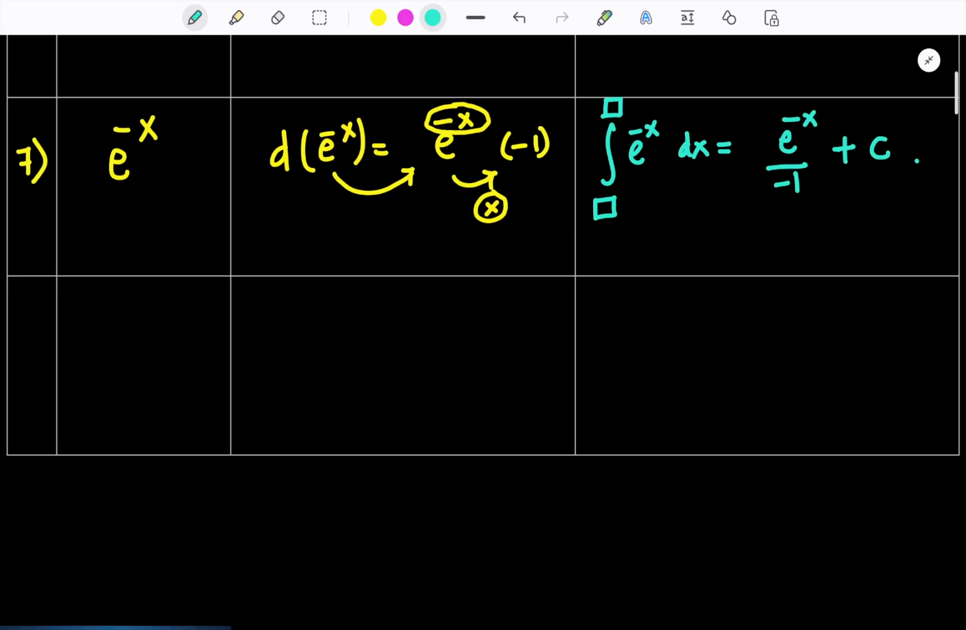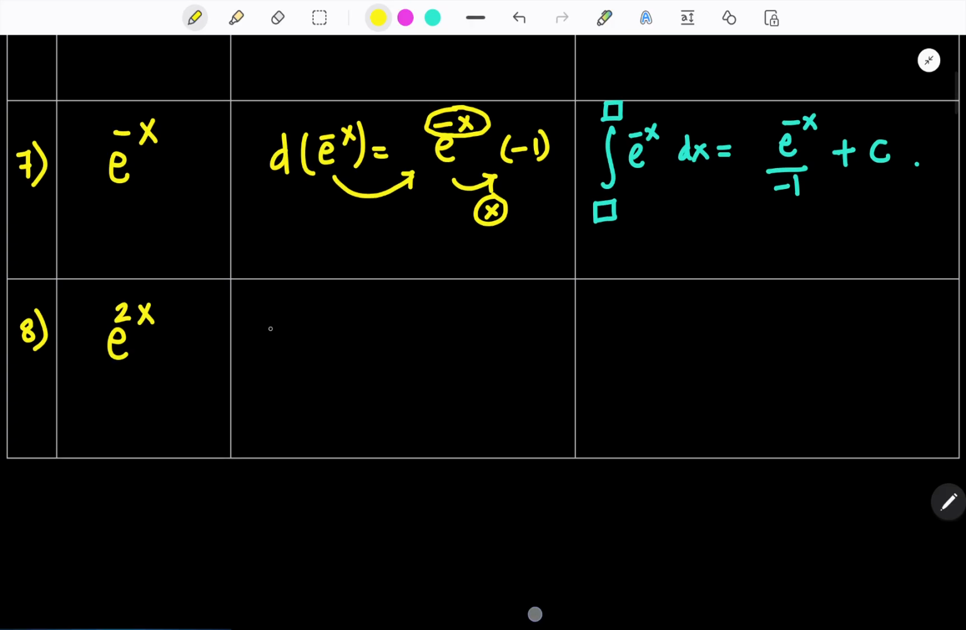Okay, right. So let's go to the next one, number 8. I'll give one more example for this. Suppose you have e power 2x as a function. What is the derivative of e power 2x? The derivative of e power 2x is e power 2x, and then the derivative of 2x is going to become what? 2.